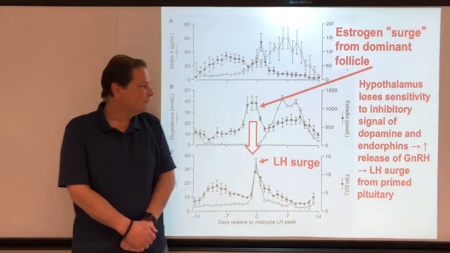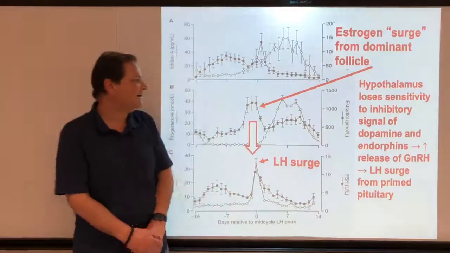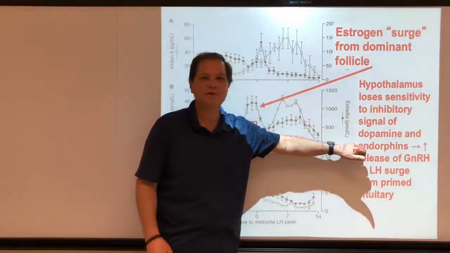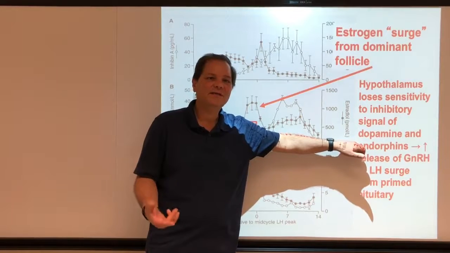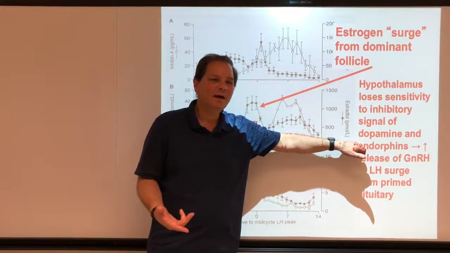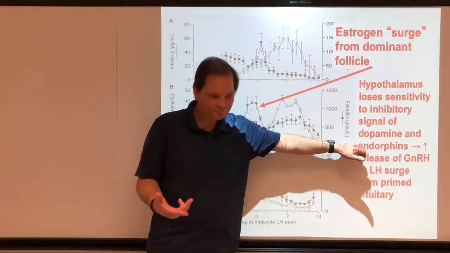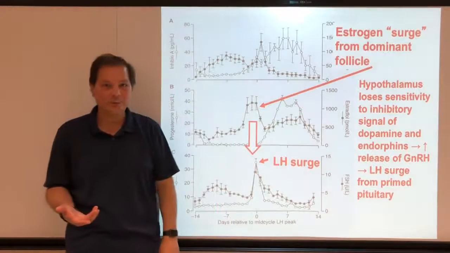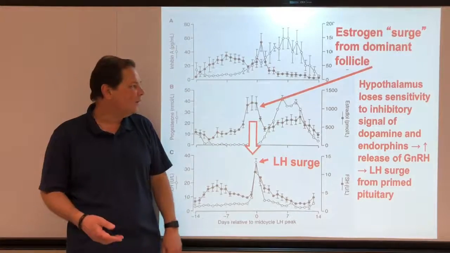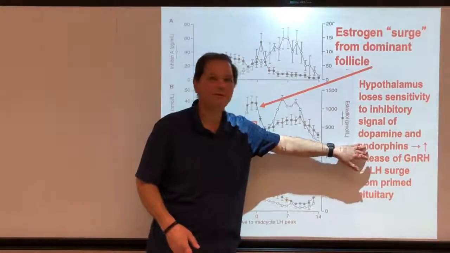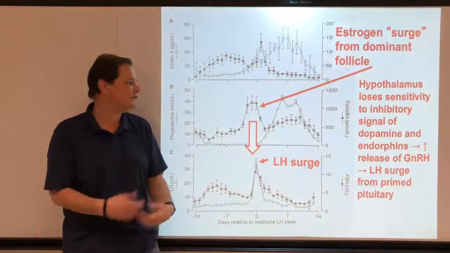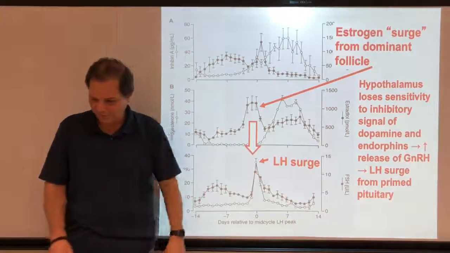Okay, so that is mediated by this loss of sensitivity to dopamine and endorphins, which are helping the estradiol keep that secretion from the hypothalamus under control. And once that inhibitory signal is gone, it allows the estrogen to switch from negative to positive, and you get the surge. Okay.